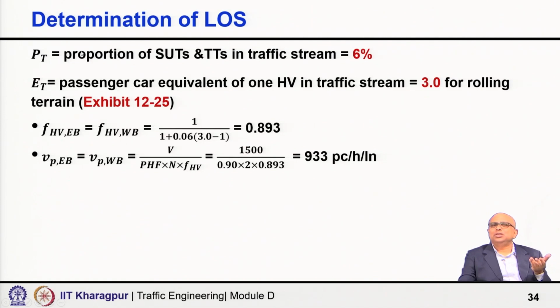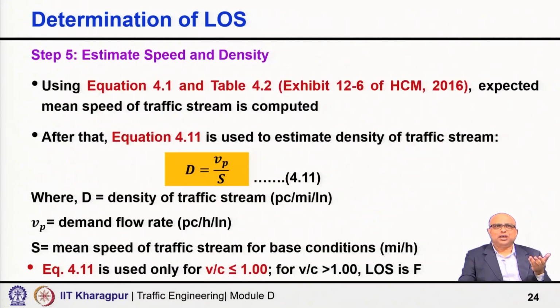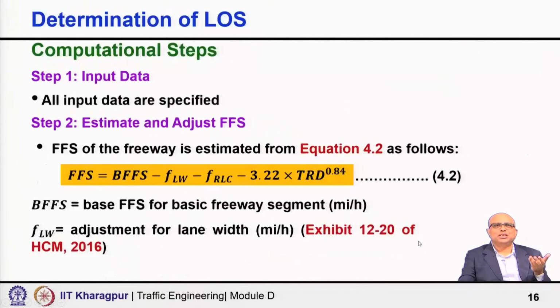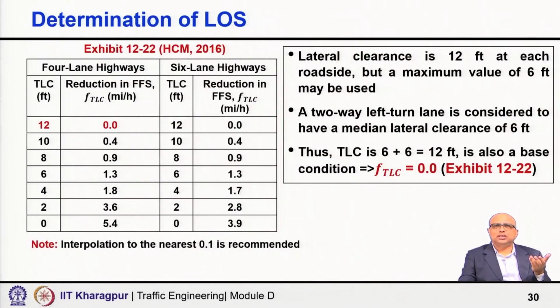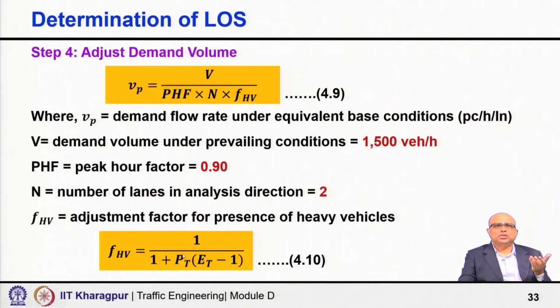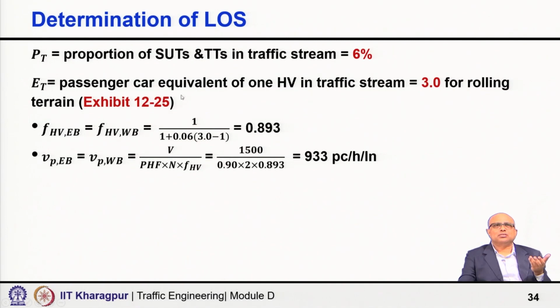The PT value is known, the proportion of heavy vehicles is 6%, and ET for rolling terrain I mentioned will be 3. Let me go back. Here we said that this ET will be 2 for level terrain and 3 for rolling terrain. So, since it is rolling terrain, we take the ET value as 3.